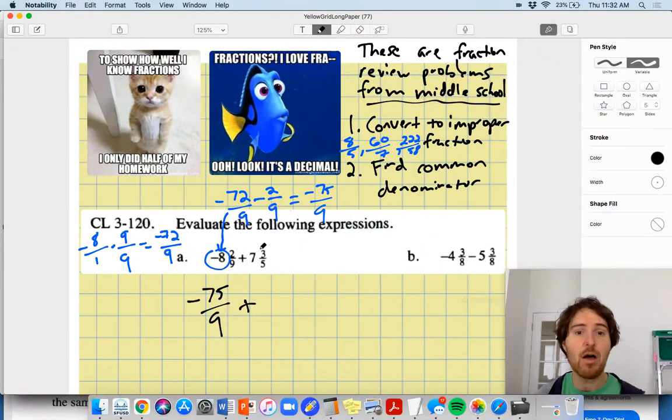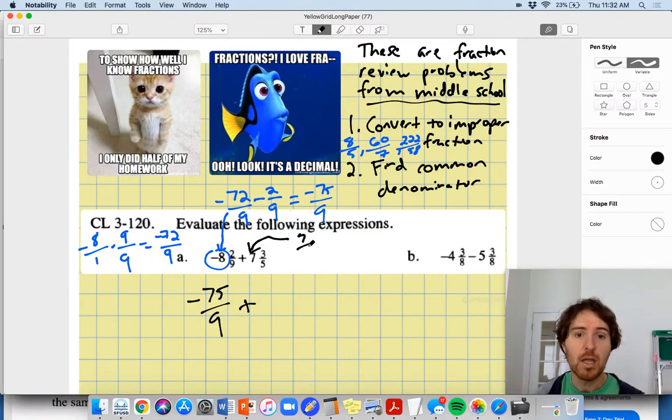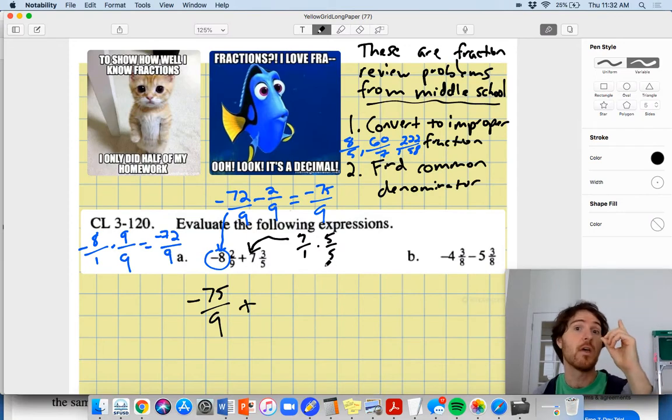But the idea is now I'm going to change this one to an improper fraction. So with this 7, I need to change it. Remember that 7 over 1, I need to change it to 7 over what to combine with this 3/5? I need to get it over 5 somehow, okay? So what I'm going to do is multiply this by 5 over 5. Remember, 5 over 5 is just simply a way of writing the number 1.